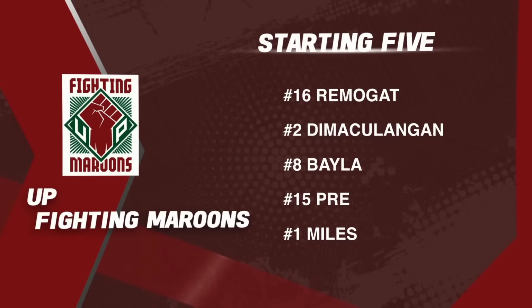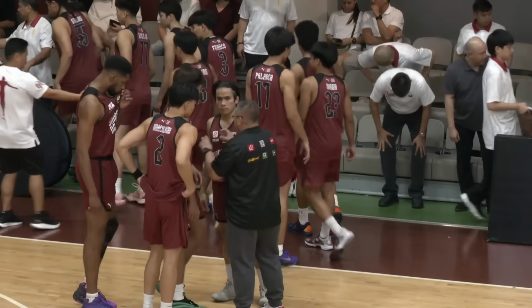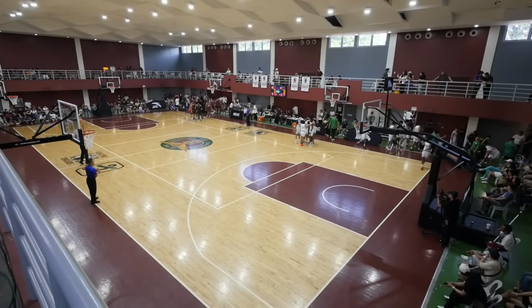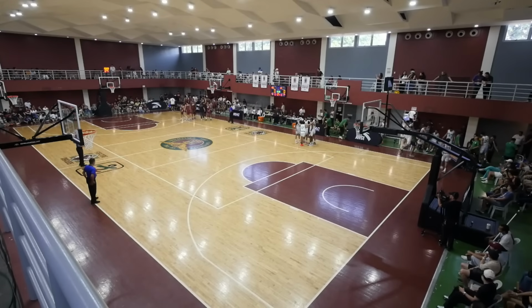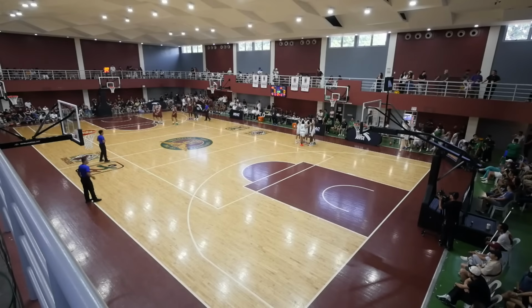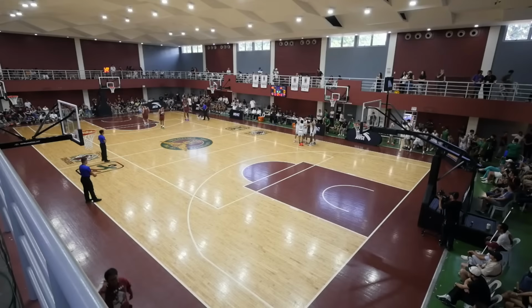Meanwhile, for the UP Fighting Maroons, they'll be starting Remogat, Dimakulangan, Baila, Pre, and Miles, taking his spot there for the UP Fighting Maroons. A lot of anticipation for this Fighting Maroons team. We got 2 of the top scorers in the tournament competing here today, with Alan Diwag of the Blazers and Ray Remogat on the other end for the UP Fighting Maroons.